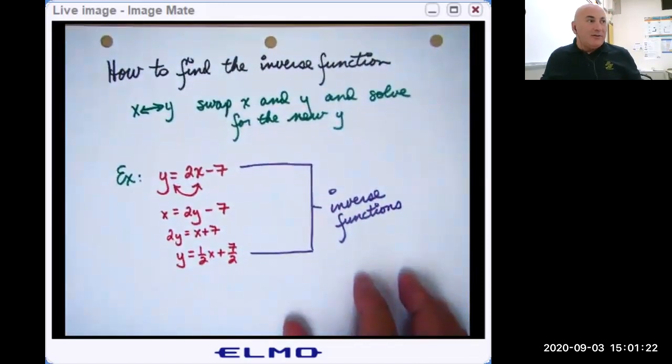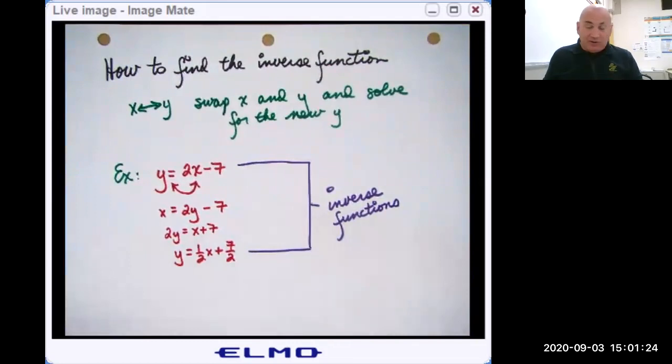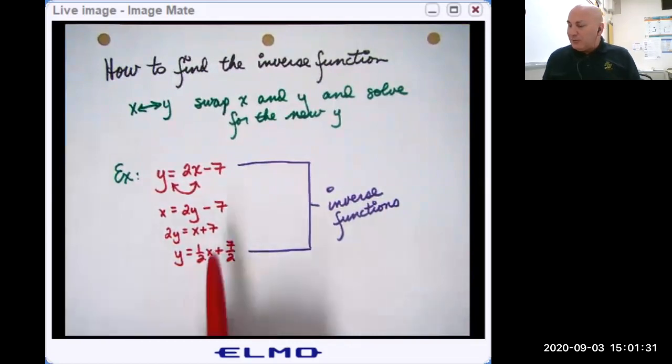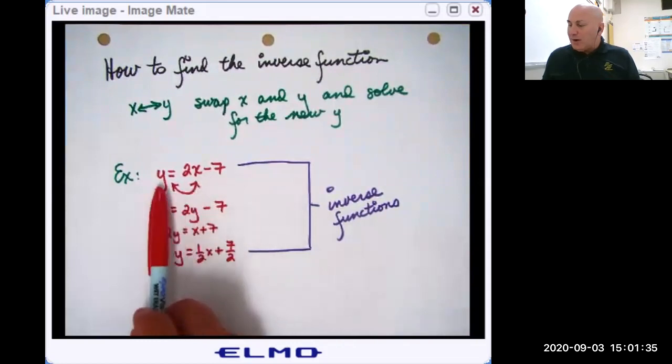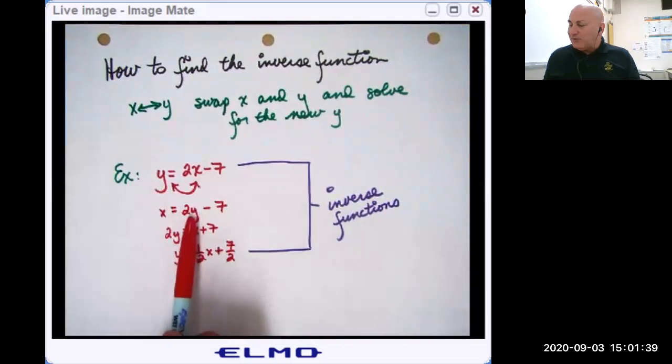To find an inverse function, you probably learned this in an algebra class. You swap the x and the y value in the function and solve for the new y. So if we have the function y equals 2x minus 7, we swap the x and the y and we get this equation. Now I solve for this new y.